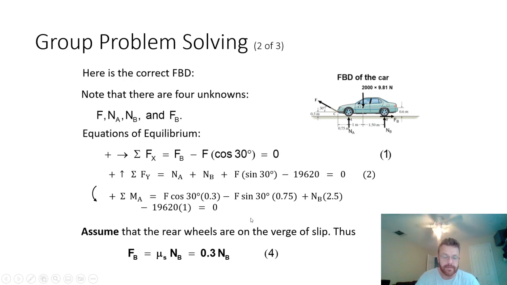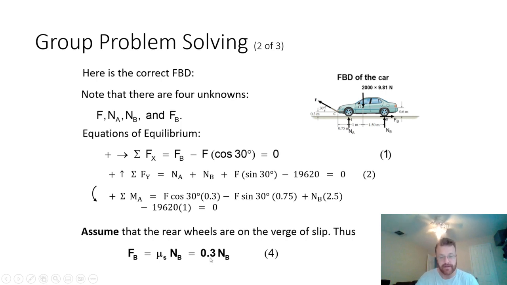So this system alone is indeterminate. You can't solve it. We have 4 unknowns and only 3 equations. So in order to have an additional equation, we simply say that in order to move this car in the case of impending motion, we need the actual frictional force here to be equal to the maximum frictional force, which will be just 0.3 times NB. Remember that 0.3 is the coefficient of static friction, so the frictional force is just between that back wheel and the road.